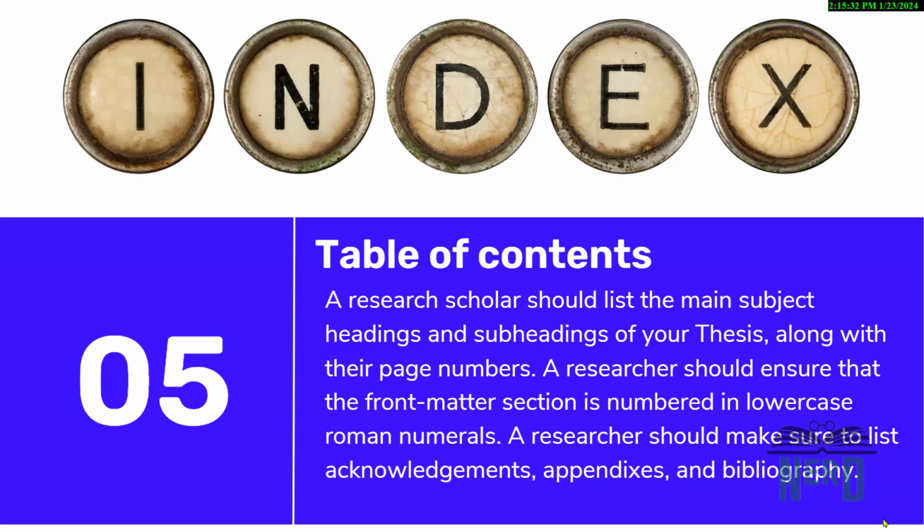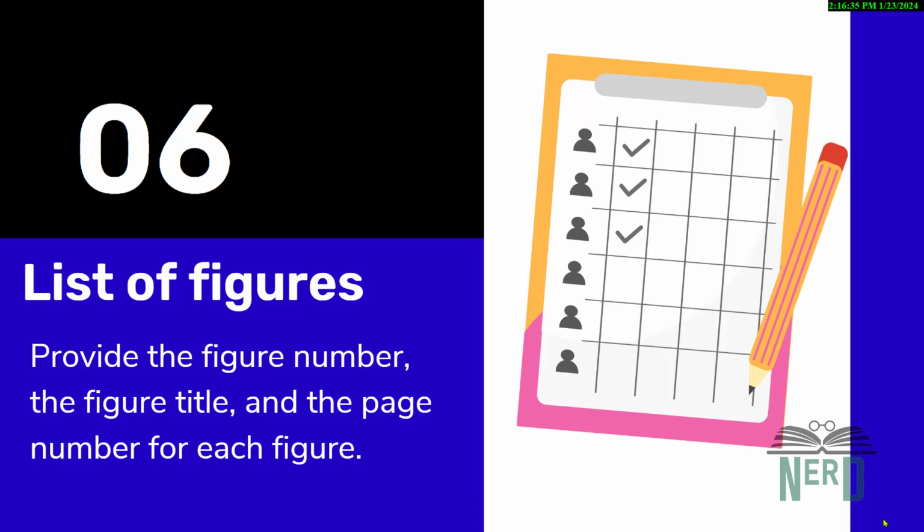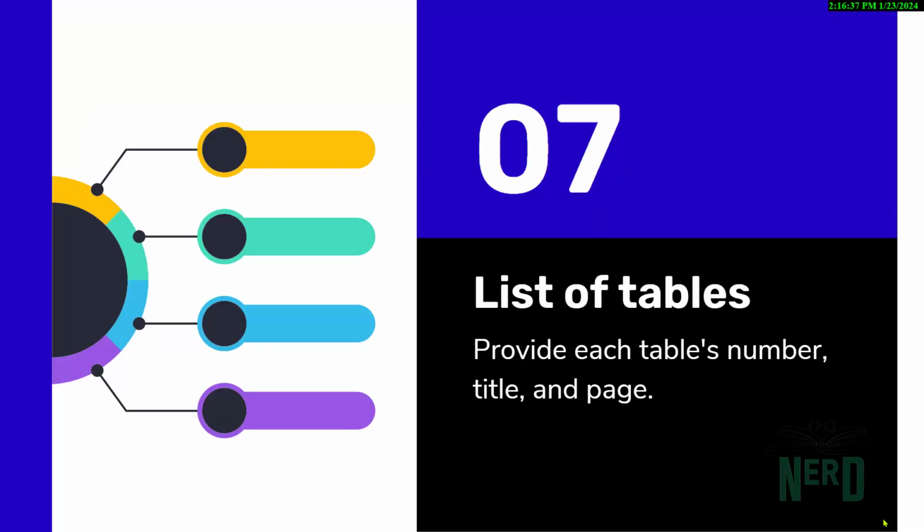Next is table of contents. And what happens here? Think of this as a map of your thesis. List all the big and small sections and where to find them. Don't forget to use those fancy lowercase Roman numerals for this front part. It's very important.